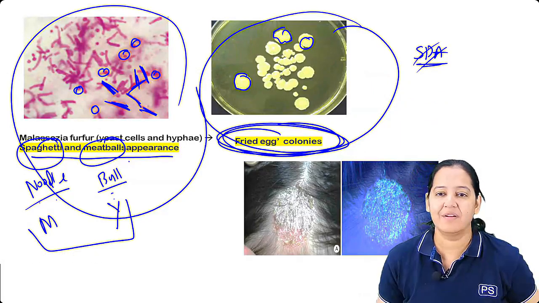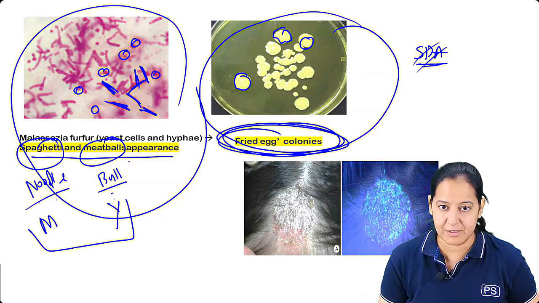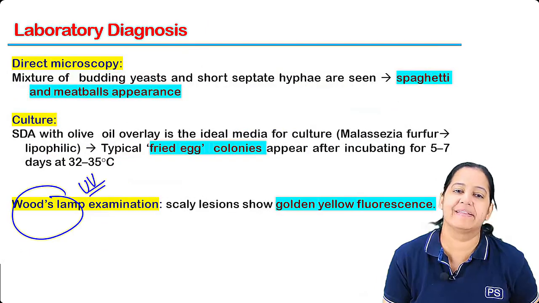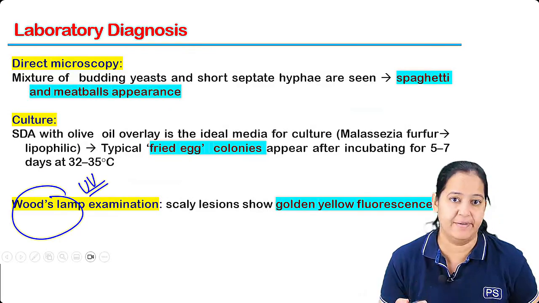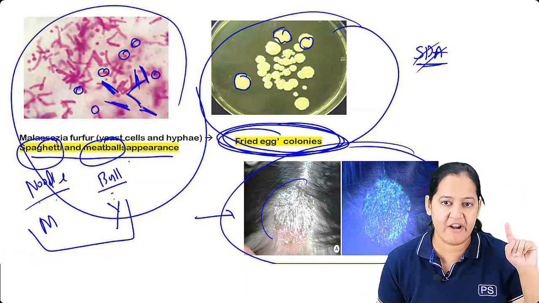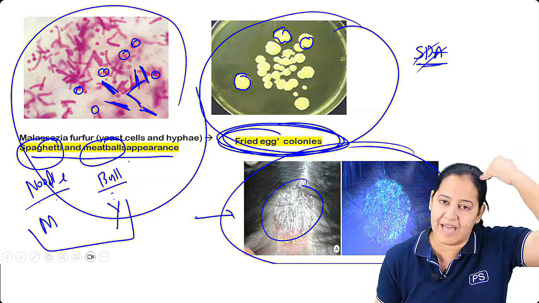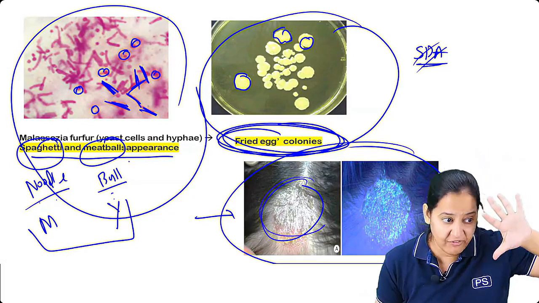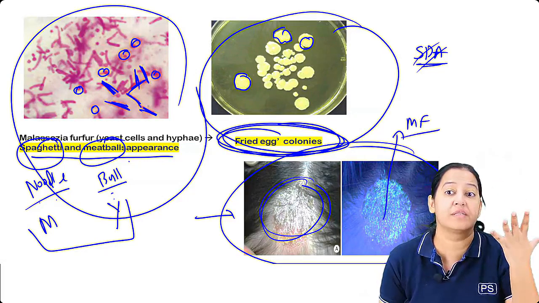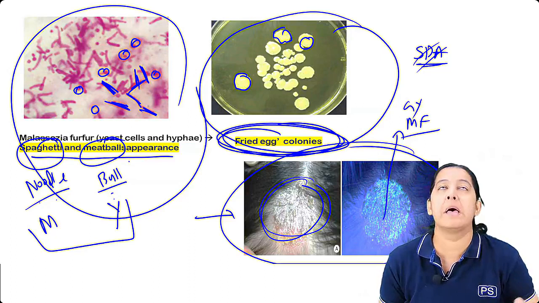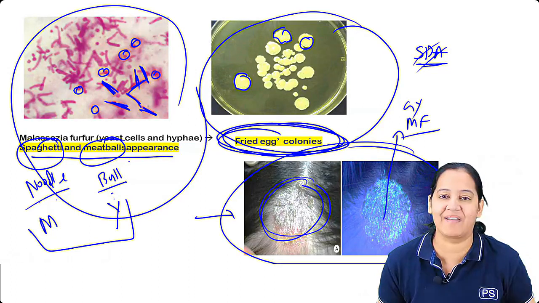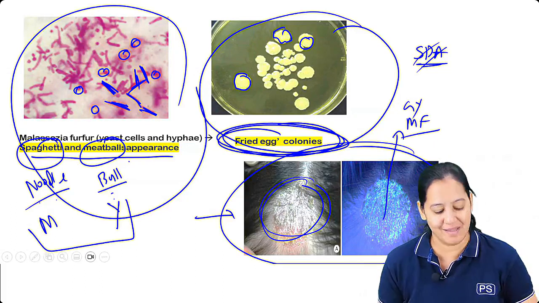Okay, chalo. The third is the Wood's lamp. What do you mean by Wood's lamp? It is a lamp from which UV light is emitted. You don't take any sample. Just take the dandruff and put the UV lamp on it. As soon as UV light falls on it, it will show fluorescence. If it has Malassezia furfur, it will show golden yellow fluorescence, because Malassezia furfur is a pigmented fungus. Yesterday I taught you two pigmented bacteria; this is a pigmented fungus. So please learn the three things.